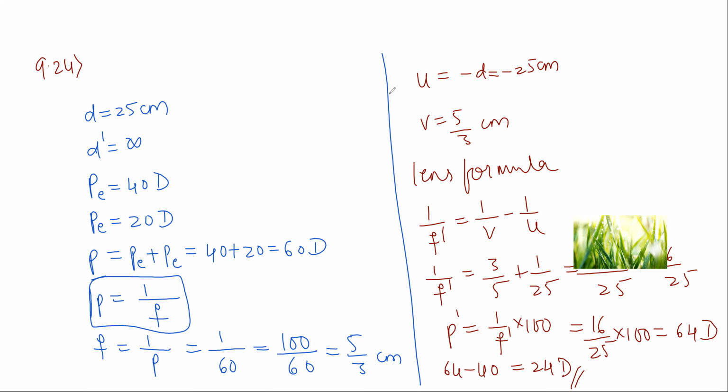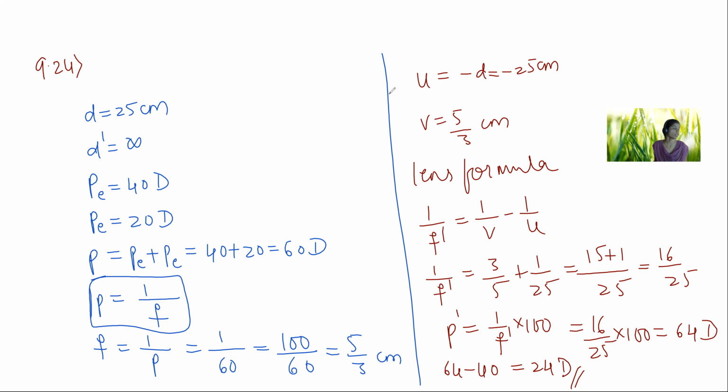So easily, they have given the D value and D dash value. Power is calculated by using the formula 1 by F, by using the lens formula. So we calculated 1 by F dash by taking the LCM. Power calculated is 64 diopter. So 64 minus 40, we got 24 diopter. So this is the solution for 9.24. Next we shall move to the next problem.